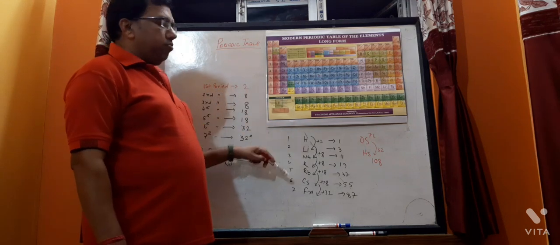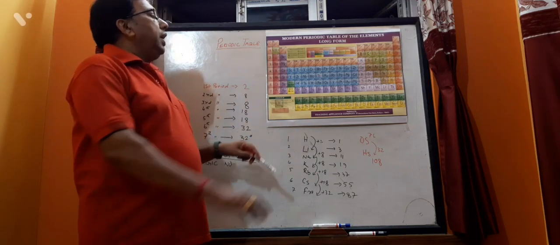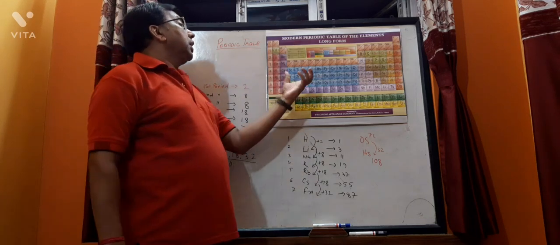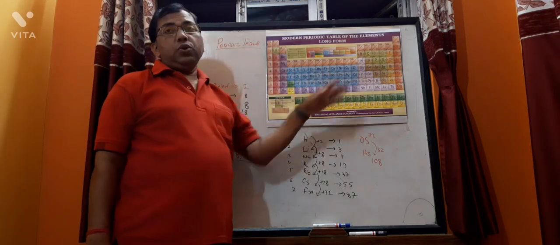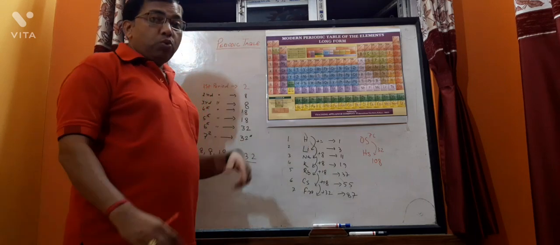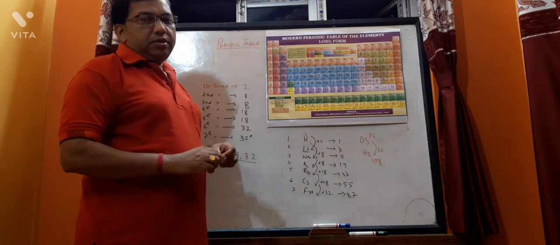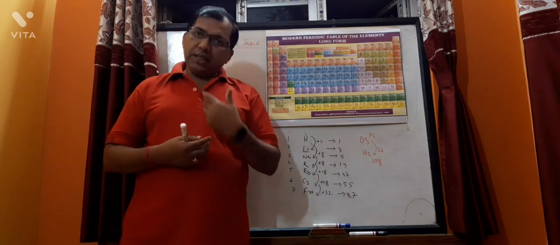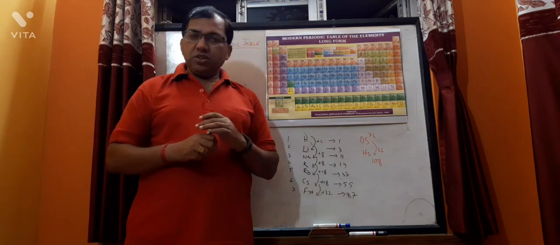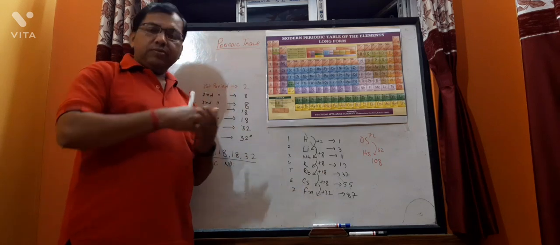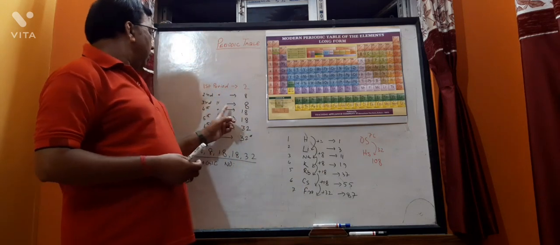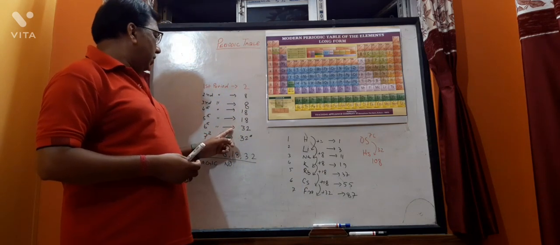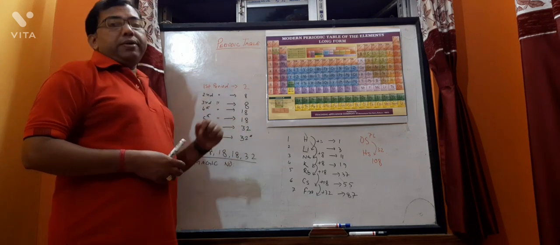Not only this group, you can do this from any group. But you have to remember which group you are taking. Suppose you are taking the second group, you have to add 8. Suppose you are taking the third group, you have to add 8. Fourth group, you have to add 18. In this way, 4th to 5th, 18. 5th to 6th, 18. This sequence you have to remember.